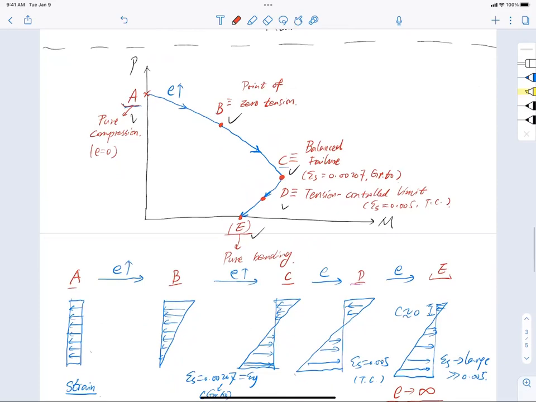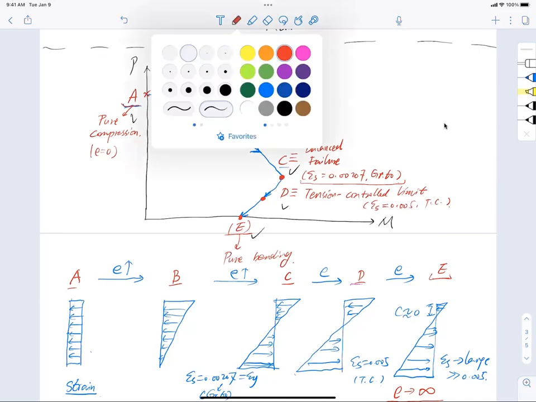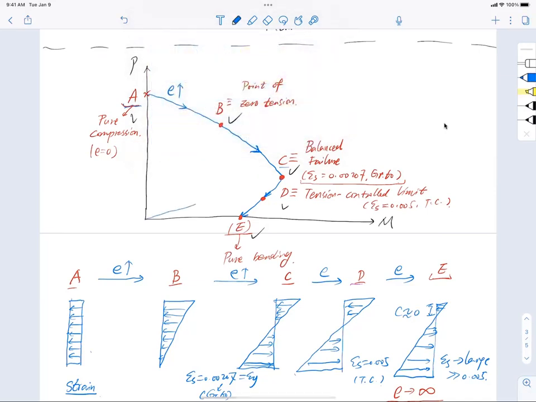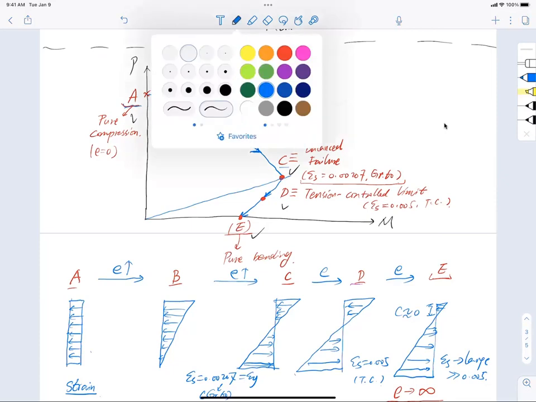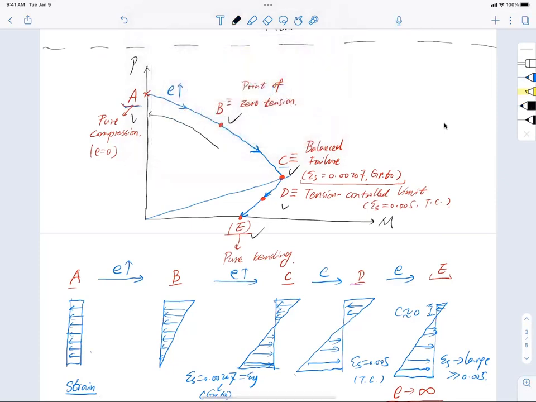You keep going until the strain in the steel reaches the yielding strain, which for grade 60 is 0.00207. Then we say it has yielded and you reach the balanced failure. Keep in mind that I can make a division line right here, before you exceed this balanced failure moment. The range between A and C is called compression controlled, so phi equals 0.65.